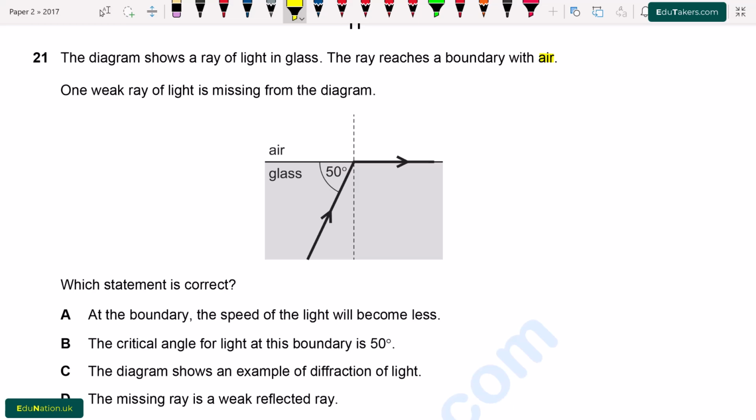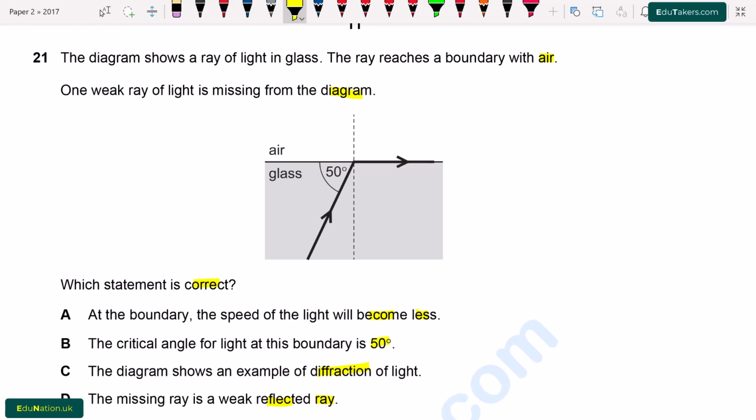One weak ray of the light is missing from the diagram. Which statement is correct? Option A. At the boundary, the speed of light will become less. B. Critical angle for the light at this boundary is 50 degree. C. The diagram shows an example of the diffraction of the light. D. The missing ray is a weak reflected ray.